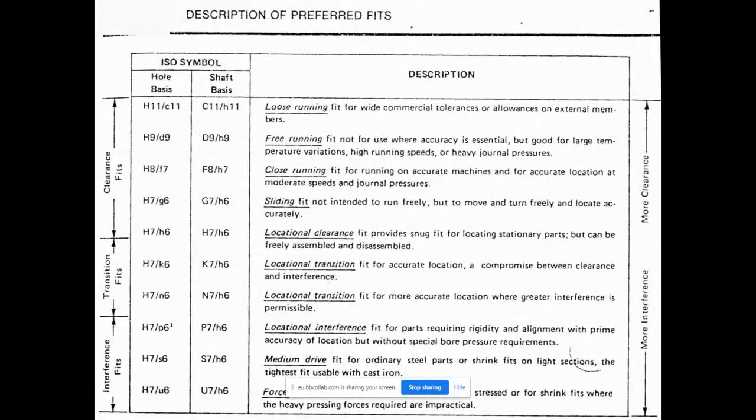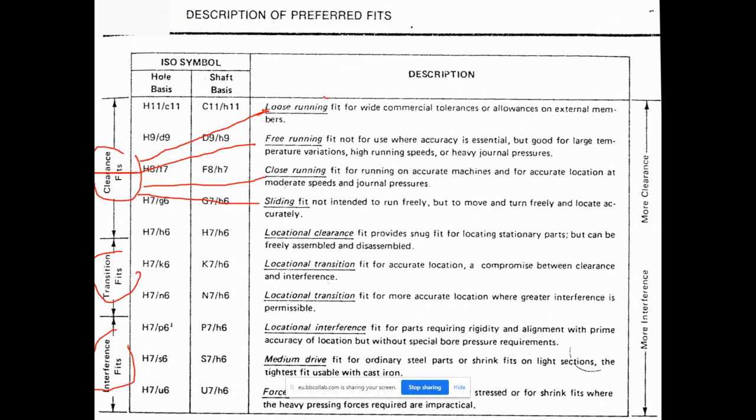Yes, this is a very valuable table. You can find the recommended IT grades to have clearance fit, transition fit, or interference fit. For each main group, we have further classifications. For instance, loose running fit, free running fit, close running fit, and sliding fit. These are under the clearance fit title.